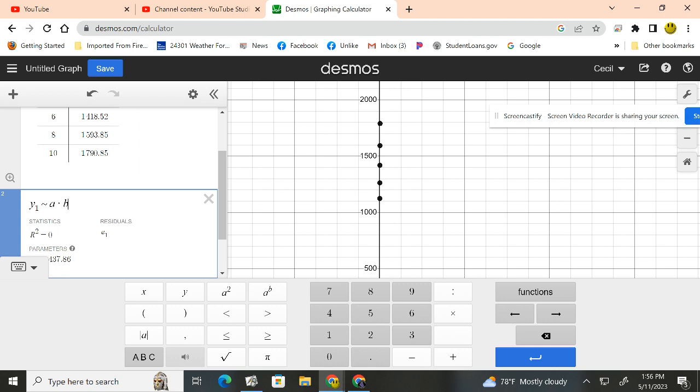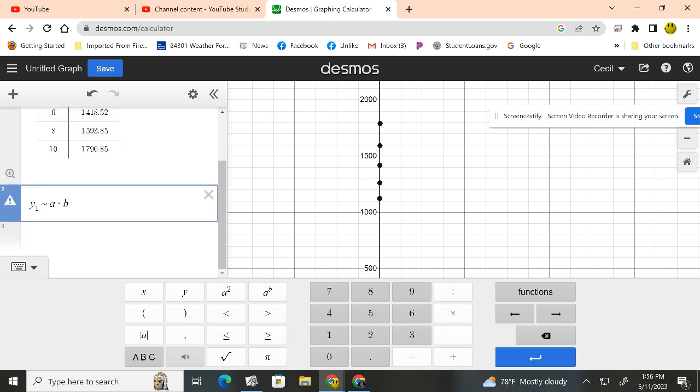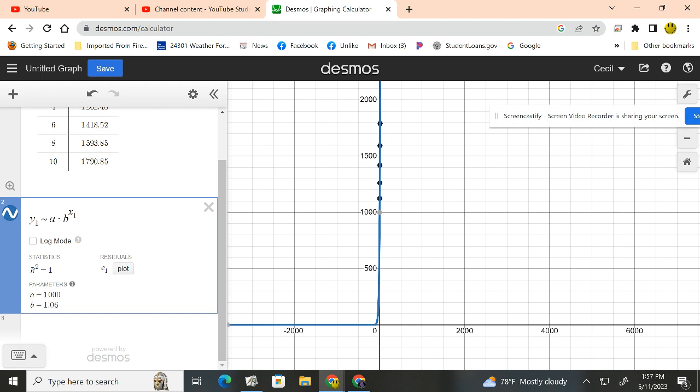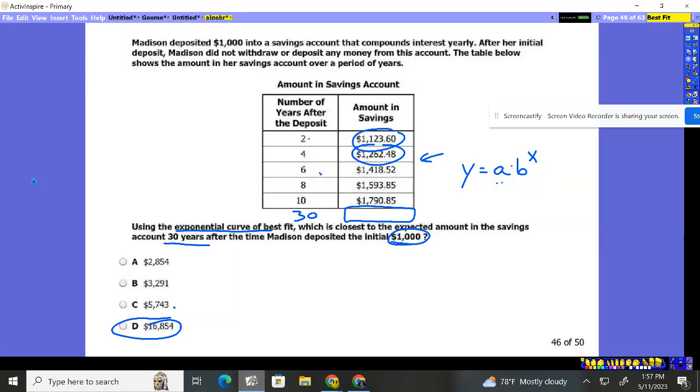And now we're going to raise it to the X, but I need to make it X sub 1 so that it reads my data. I type sub 1, and it now gives me, okay, it says, hey, it's a perfect fit. A is 1,000. Oh, the interest rate was 1.06. So we know the equation is y is equal to 1,000 times 1.06 to the x.